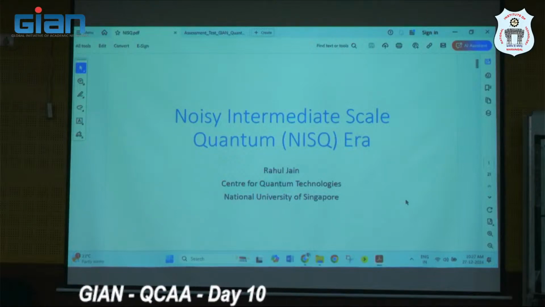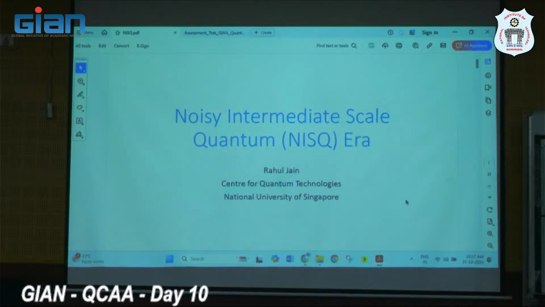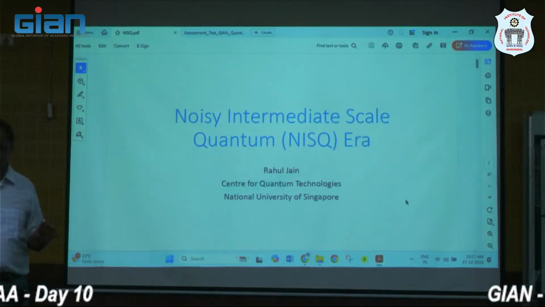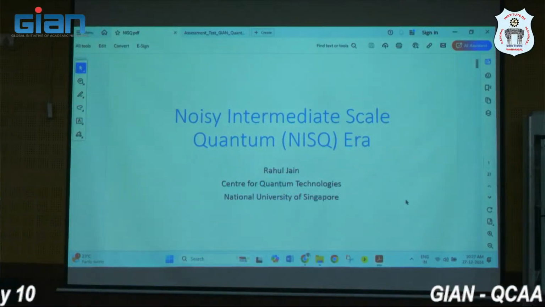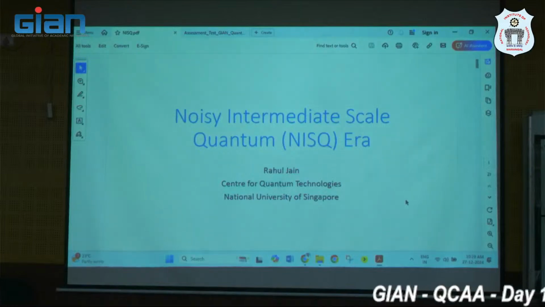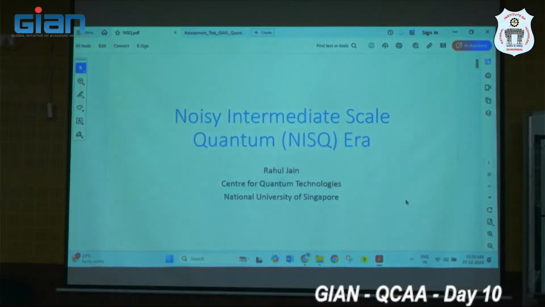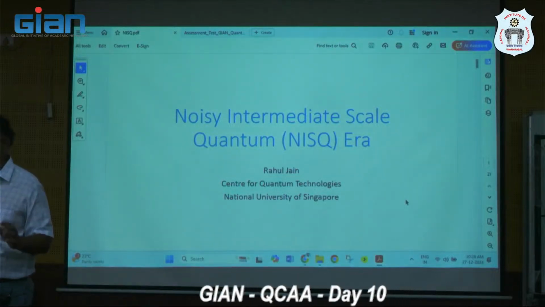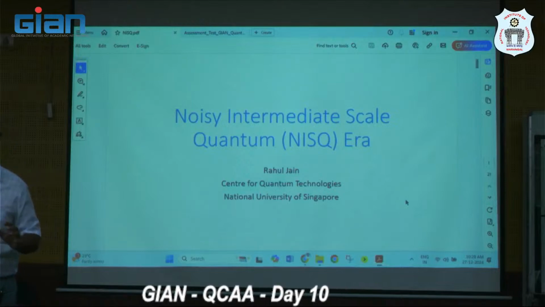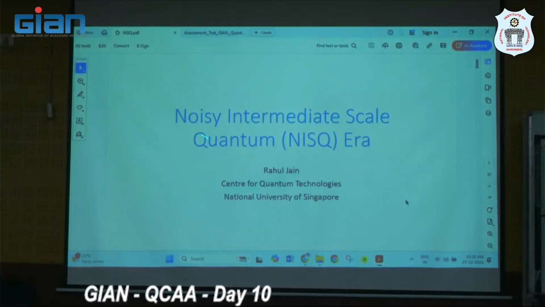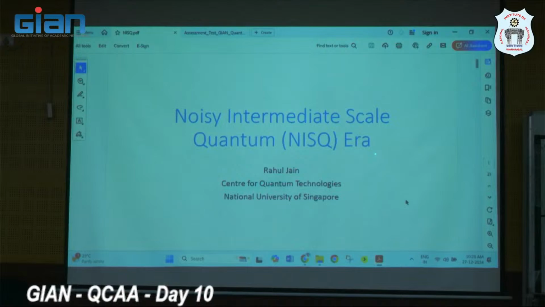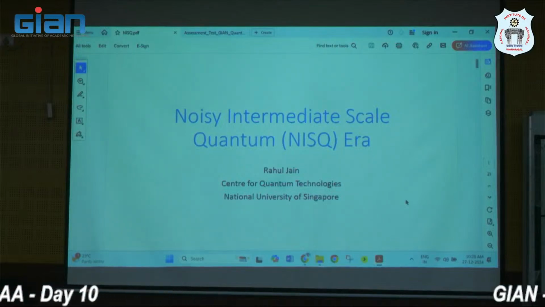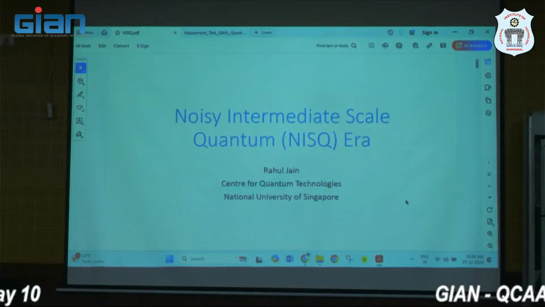Okay, so meanwhile we get the newer version. Let's start looking at quantum computing applications. Currently we are in what is called the so-called NISQ era. What is NISQ? NISQ means noisy intermediate scale quantum era.